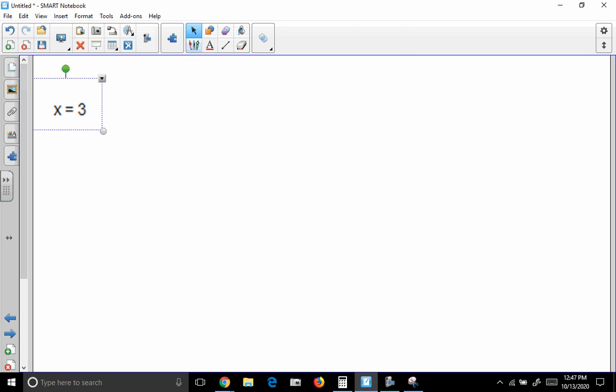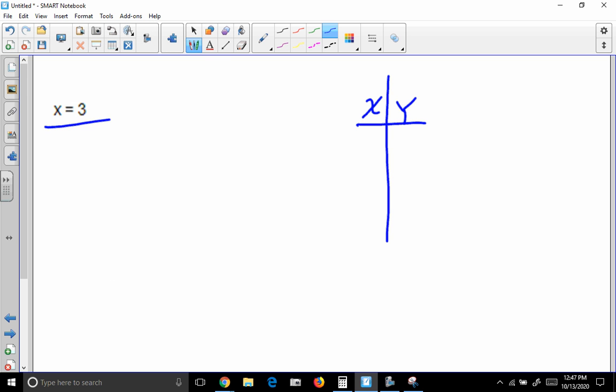So let's graph this one. This one is a little bit tricky because notice there's not a y in this equation. If there's not a y in this equation, then that means y can be any number as long as x is 3. For example, y could be 0 as long as x equals 3. y could be 4 as long as x is 3. y could even be negative 7 as long as x equals 3. So y can be any number as long as x equals 3.